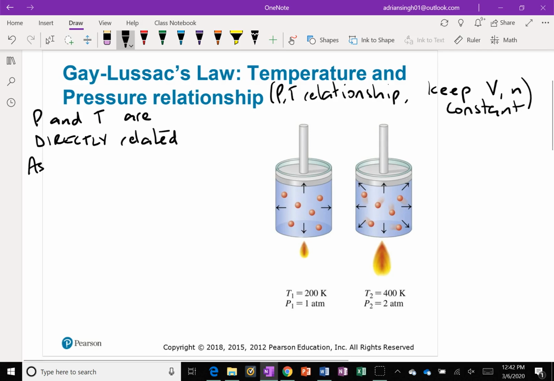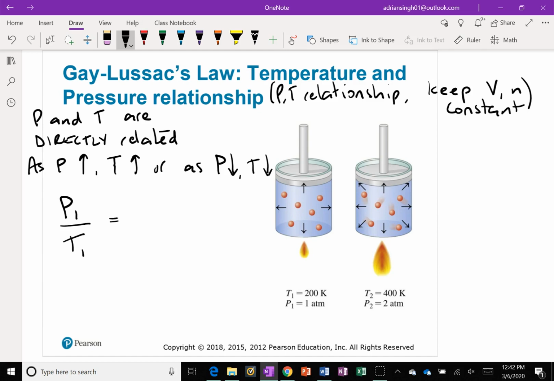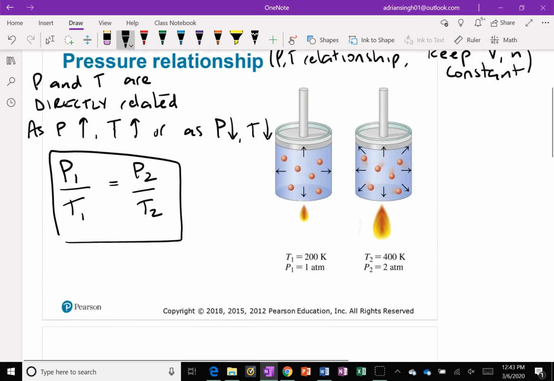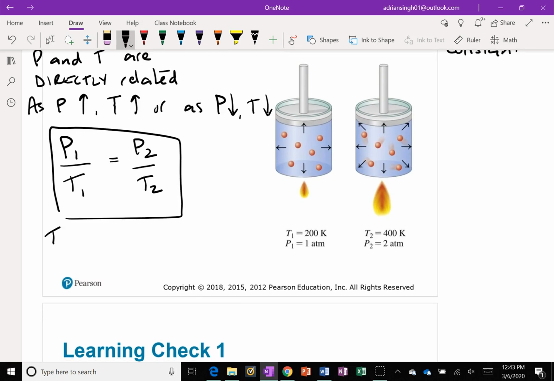So in other words, as pressure goes up, the temperature goes up, or as pressure goes down, the temperature goes down. All right, and we can express this mathematically, just like we did the VT relationship. P1 over T1 is equal to P2 over T2. We can use that to solve our gas laws or gas problems that contain pressure and temperature in it. The one thing you want to keep in mind, though, is that temperature needs to be in Kelvin.